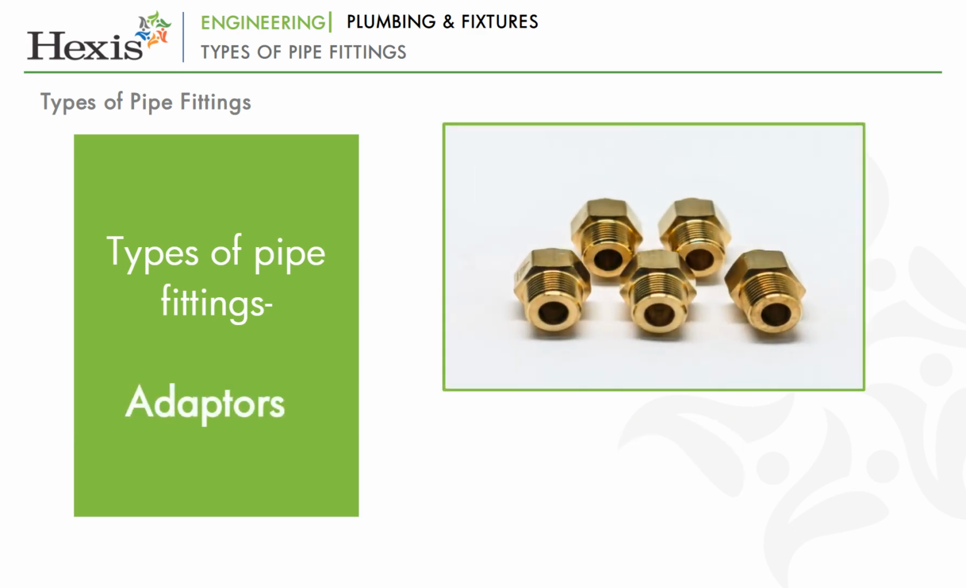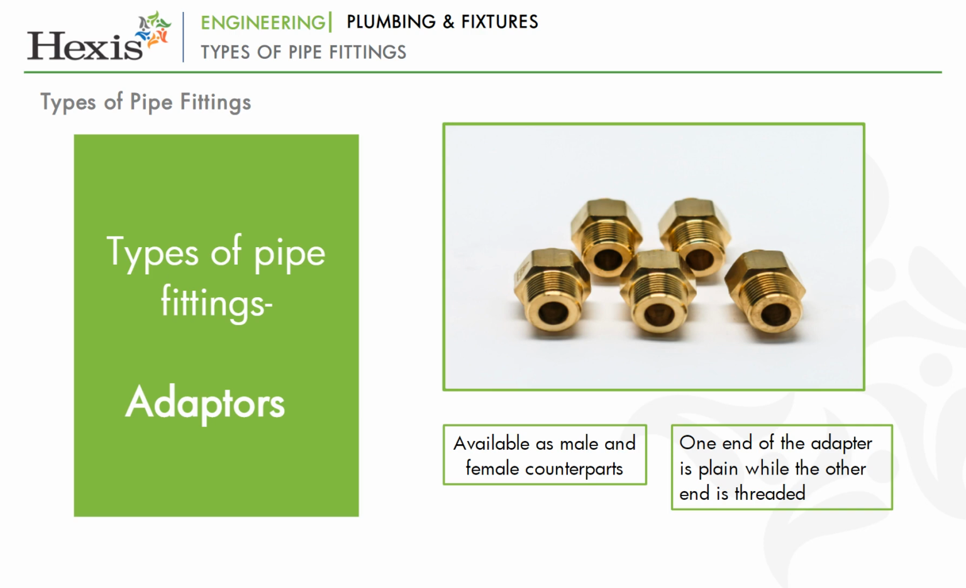Adapters. Adapters are available as male and female counterparts with male threads and female threads respectively. These are used mostly for copper and PVC pipes. Here, one end of the adapter is plain and has to be glued or welded or soldered to the plain end of the pipe, while the other one is threaded.